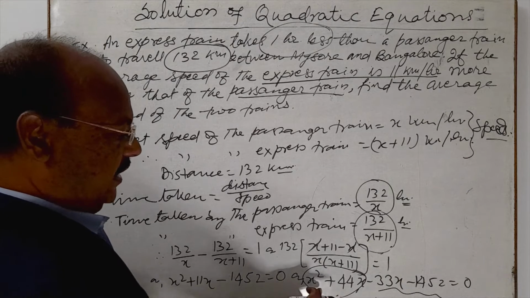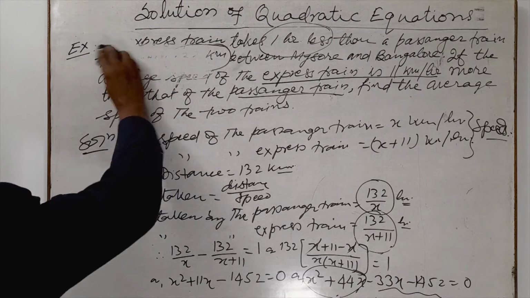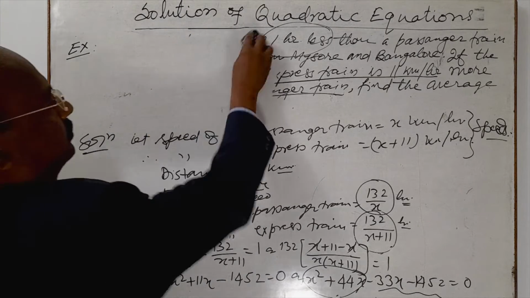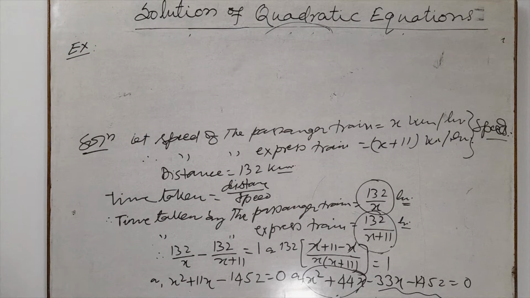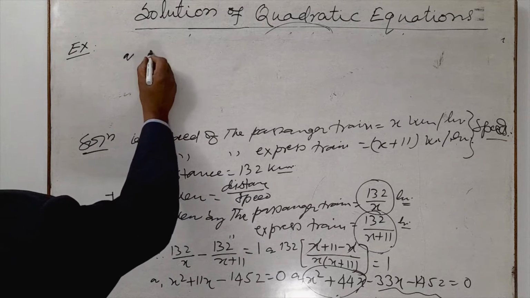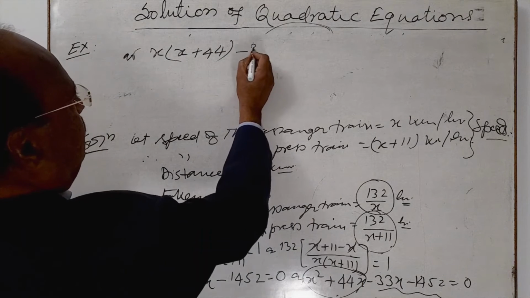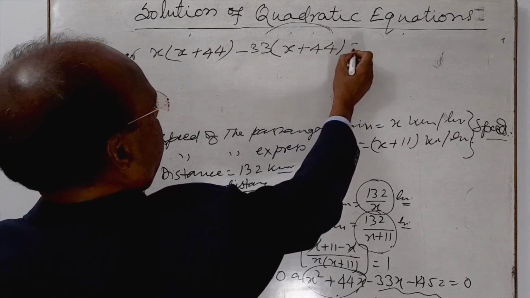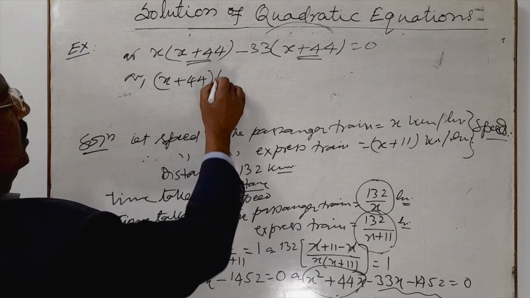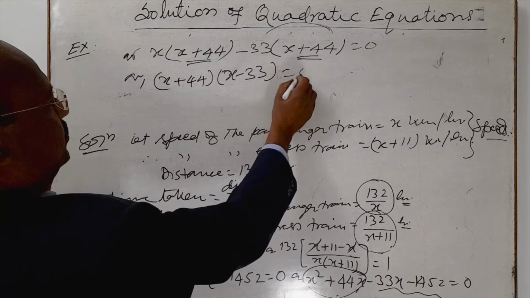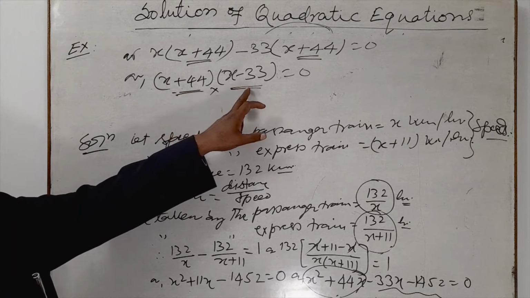Correct? Now we can take x common from these two terms and minus 33 from these two terms. So you can write here x is common, x plus 44, and here minus 33 will be common, x plus 44, this is equal to 0. Or you see here x plus 44 is common, so x plus 44, x minus 33 is equal to 0. Now you see here product of these two linear expressions is 0. So either this part will be 0 or this part will be 0.